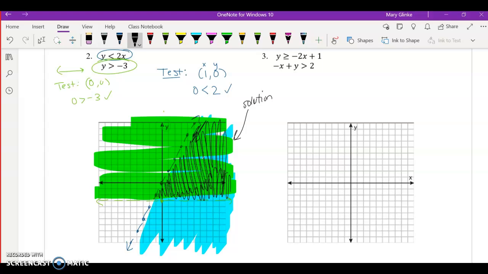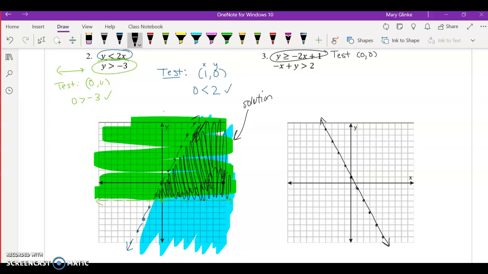So let's go ahead and try this next one then. We're going to graph this top equation. It's in slope-intercept form. So I graph 1 as my y-intercept and -2 as my slope. For this line, it is a solid line because it says or equal to.